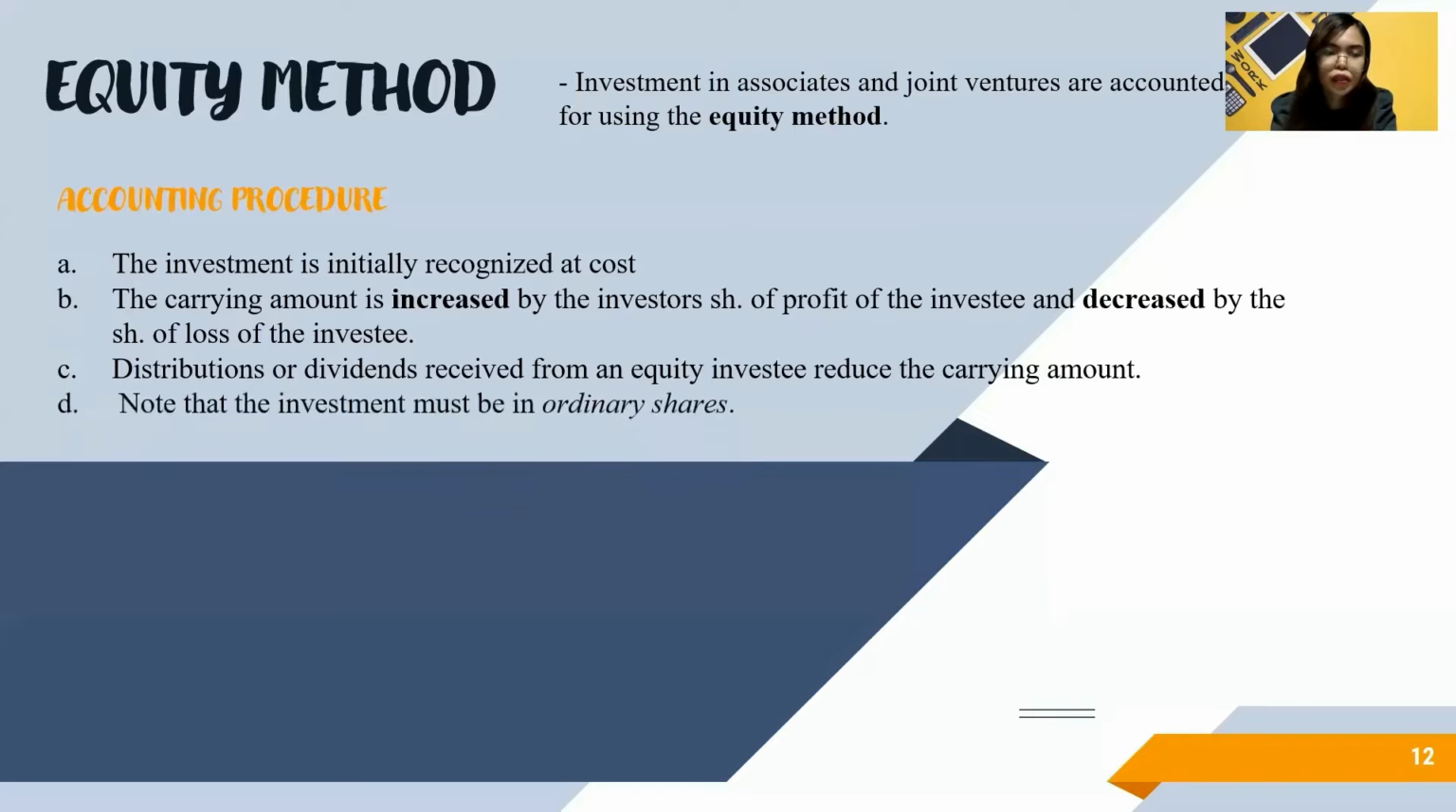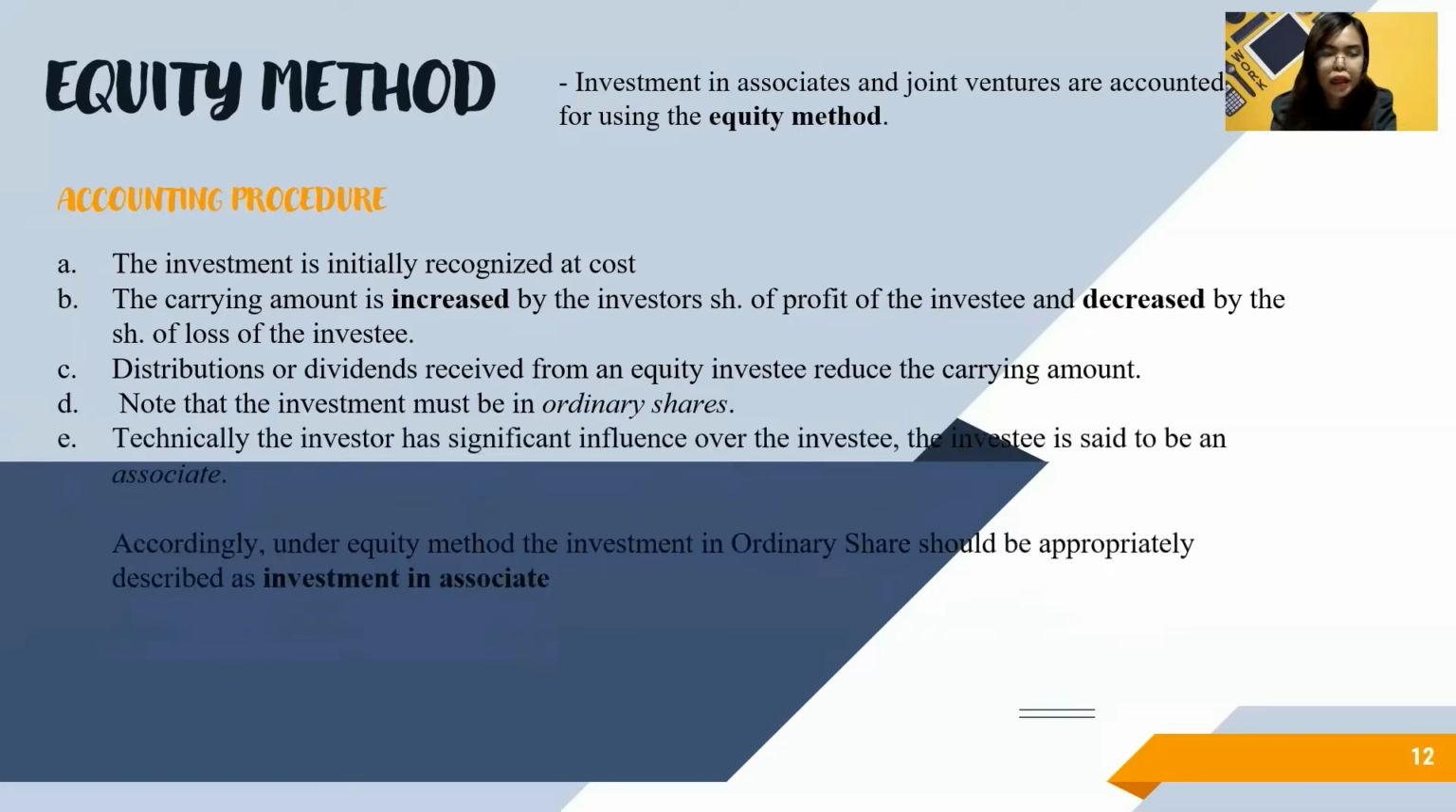So, letter D. Note that the investment must be in ordinary shares. So, sa problem, titignan mo dapat na sabihin doon is ordinary share. Kung hindi naman siya i-mention or silent yung problem, ang assumption ay ordinary share siya. Pero pag sinabing preference share, ang sabi dito under equity method, it is not appropriate regardless of the percentage because siya ay non-voting entity. It is because madami siyang benefits na natatanggap.